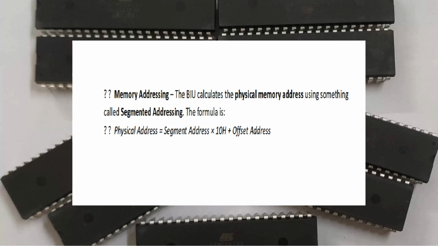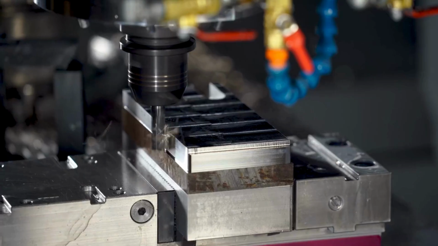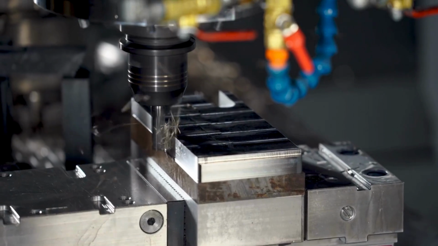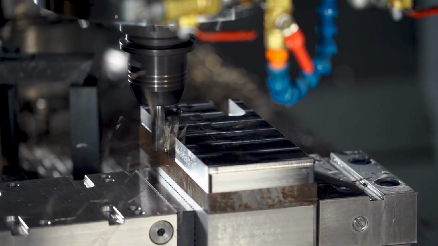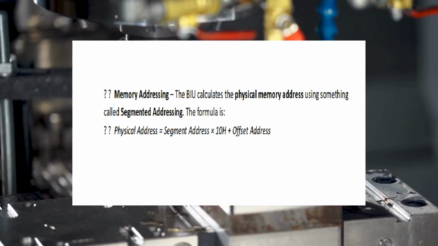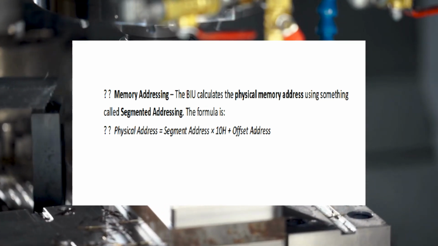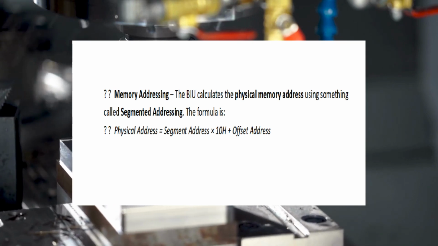Memory addressing. The BIU calculates the physical memory address using something called segmented addressing. The formula is physical address equals segment address times 10H plus offset address. Segment registers. The 8086 organizes memory into 64 kilobyte segments using these four registers.